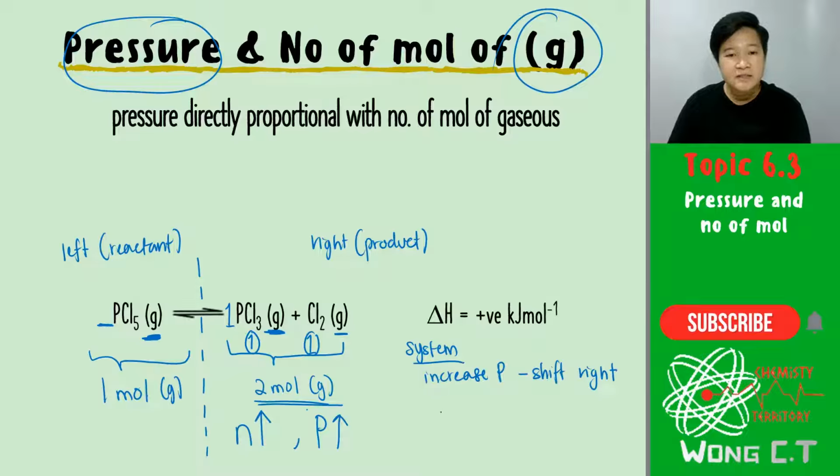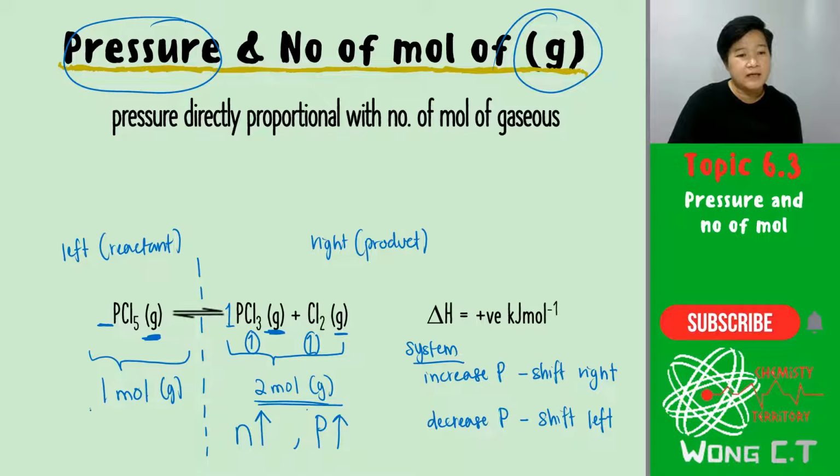But if the system wants to decrease the pressure for this equation, then it will shift to the left. Why will it shift to the left? Because on the left hand side, the total number of moles of gas is lower. When the number of moles is lower, the pressure produced will also be lower.